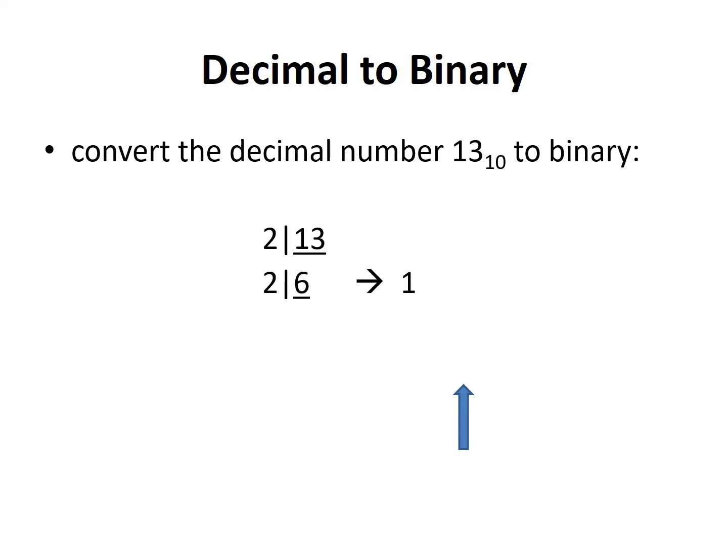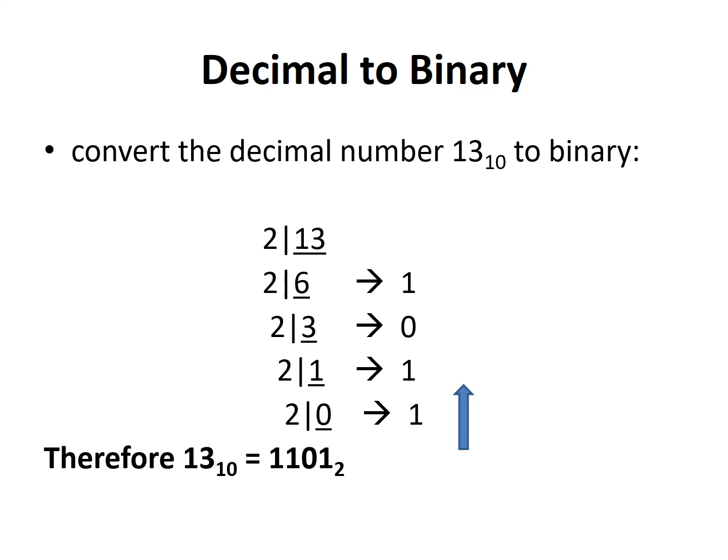Again divide this 6 by 2. The answer is 3 and the remainder is 0. Dividing 3 by 2, we get the answer 1 and the remainder is 1. Again 1 by 2, the answer is 0 and the remainder is 1. Now write the answer from bottom to top: 1101. The answer is 1101.